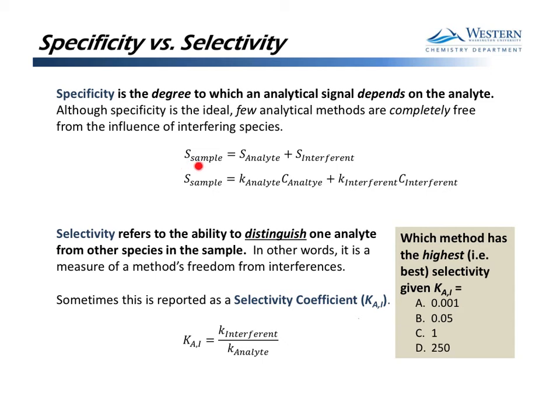So when you have your sample, you have the signal S from your sample, right? You are actually adding up your analyte in your solution and the possible interference, right? So it's the sum of your analyte and interference. So we said the signal of the analyte is K times concentration, right? Which we just talked about in the previous slides. And the signal of the interference is the slope of the interference times the concentration of the interference. Now this is specificity, okay?